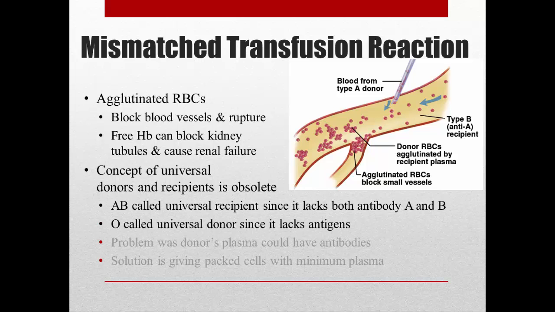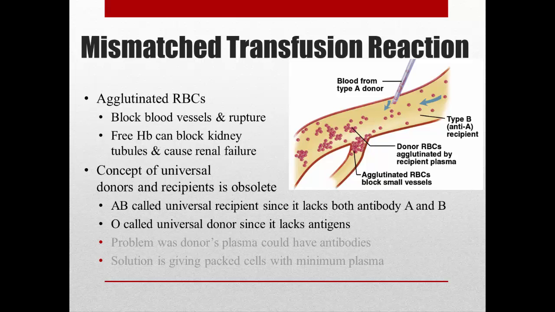O blood has been called the universal donor since it lacks antigens. Again, let's say you have A blood and you get a donation of O blood. Well, having A blood, you have B antibodies. But O blood doesn't have any antigens, so there's nothing for your B antibodies to attack. So anybody can get O blood.